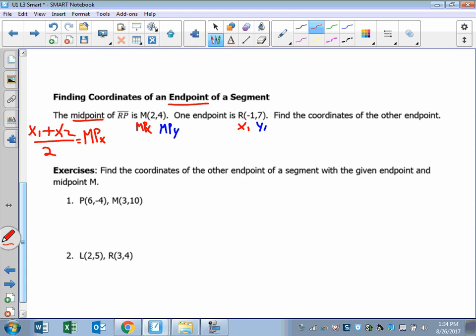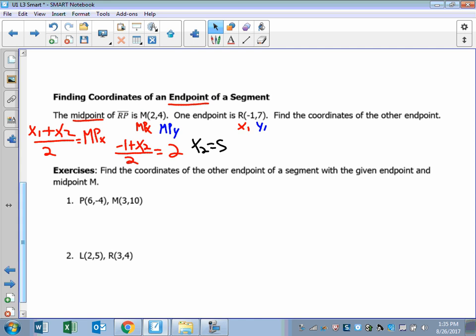So we have two things that we can plug in here. We have x1, which was -1. We don't know x2, but we know the midpoint of x is 2. So then you would have to multiply by 2. You get -1 plus x2 equals 4, right? Then solve for x2. You should end up getting x2 is equal to 5.